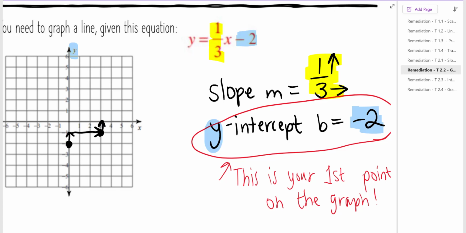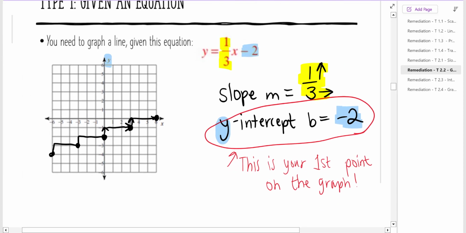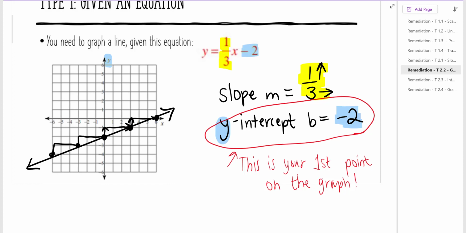So up 1, right 3, here's another point. And you can keep going like this. And then at the end, you need to connect them. And that is the graph. Y esa es la gráfica. This is y equals 1 over 3x minus 2.